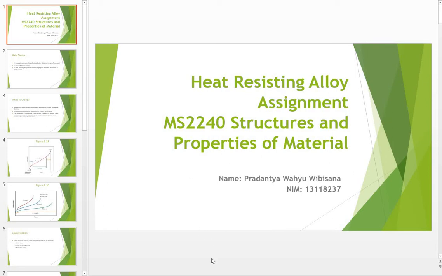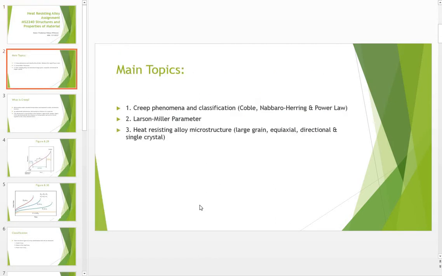The name of the assignment is the heat resisting alloy assignment, and there will be three topics that should be discussed. The first one is the creep phenomena and the classification, which includes Coble creep, Nabarro-Herring creep, and power law creep. The second one is the Larson-Miller parameter, and the third one is heat-resisting alloy microstructure, which includes large grain, equiaxed, directional, and single crystal.